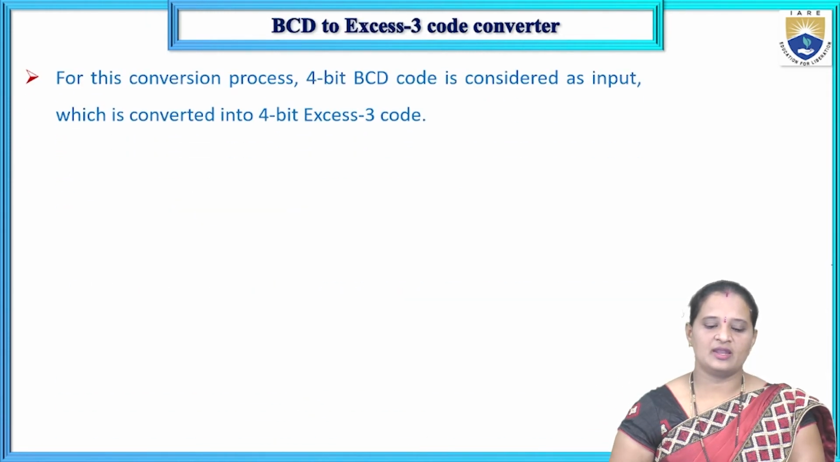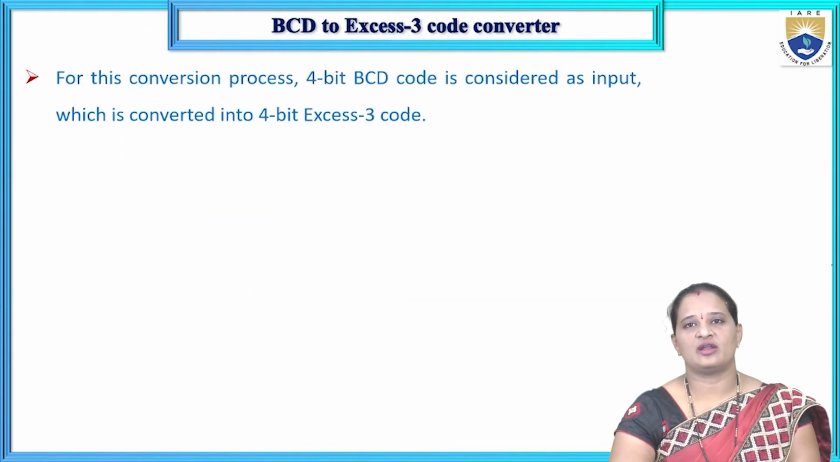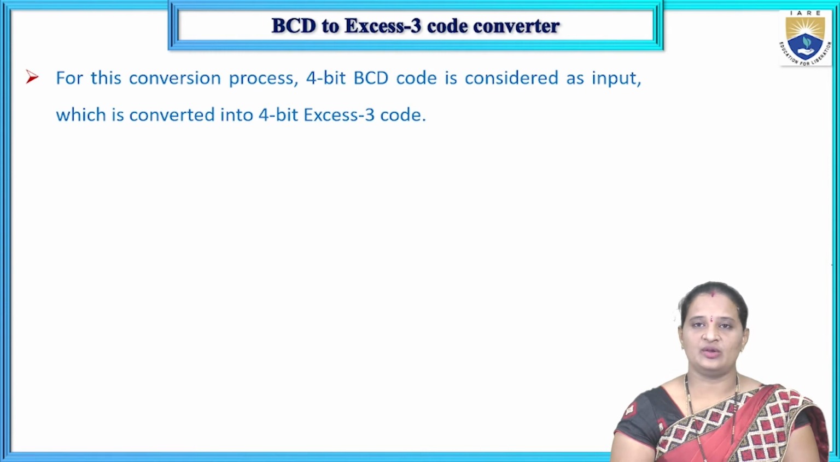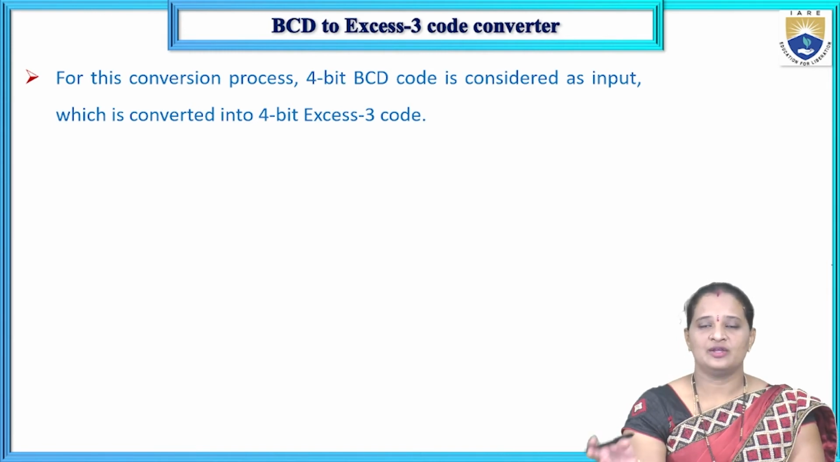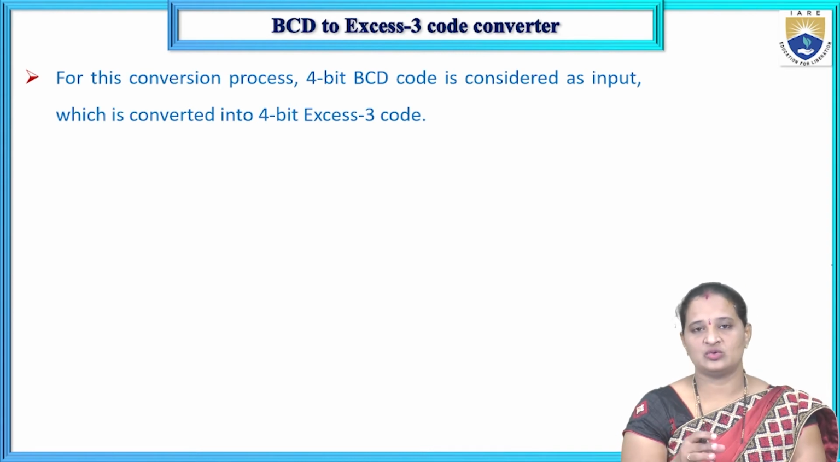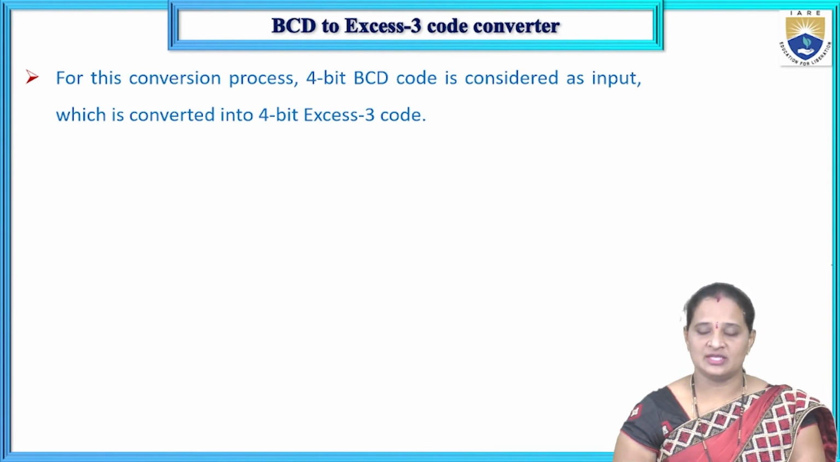Now let us look at the BCD to Xs3 code converter. So you know Xs3 code, how to get the Xs3 code. So we have to add 3 to the BCD number to find the Xs3 code.